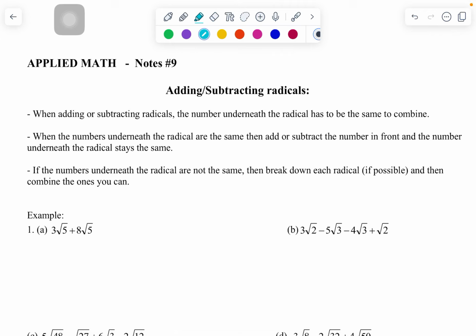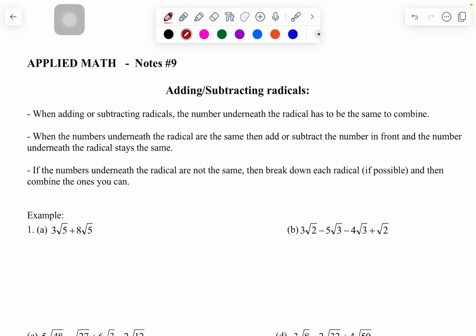All right, let's start talking about notes 9 here. We're going to be adding and subtracting radical expressions. So a couple of things up at the top. When you are adding or subtracting radicals, the number underneath the radical has to be the same to combine.